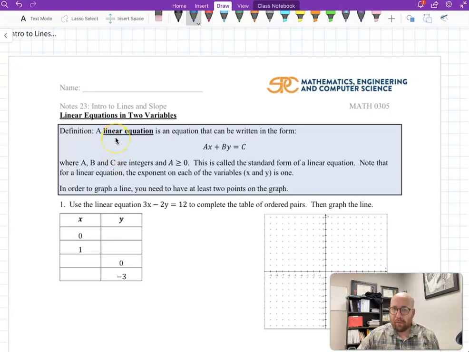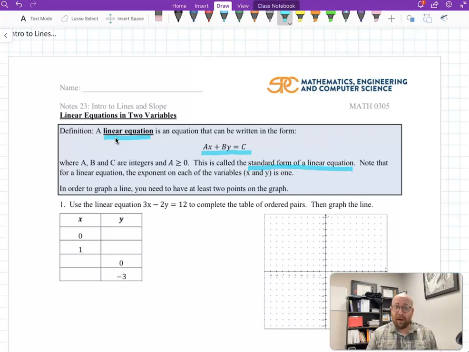Let's look at some definitions. A linear equation is an equation of the form ax plus by equals c. A, b, and c are integers. A is greater than or equal to 0. This is called the standard form for a linear equation. Notice that the exponent on each variable is 1, so we're not dealing with x squareds or y squareds.